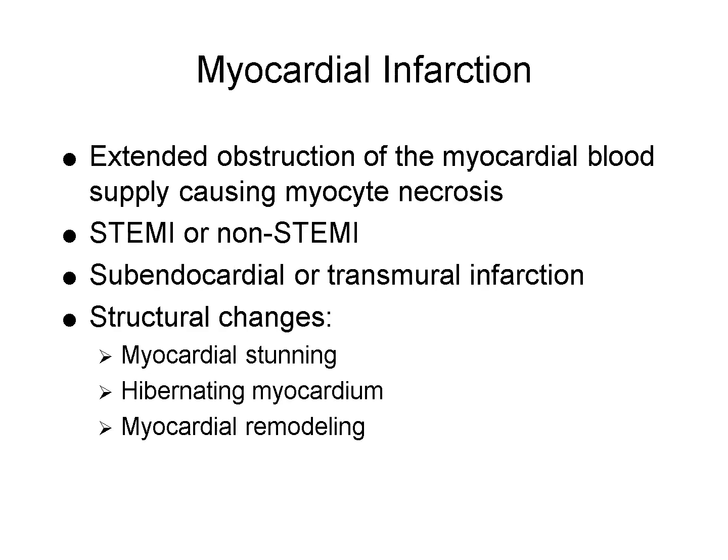Myocardial infarction occurs when blood flow is obstructed long enough to cause permanent heart muscle damage. Infarctions can be classified as STEMI or non-STEMI, and as subendocardial or transmural depending on the extent of tissue damage. Structural changes like myocardial stunning, hibernating myocardium, and remodeling follow the infarction, affecting heart function long-term.